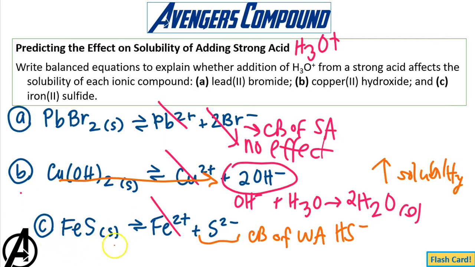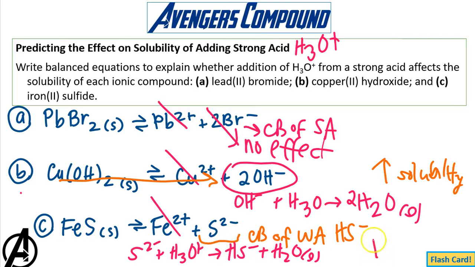And finally, we have FeS, which is going to be in equilibrium to form Fe2 plus and S2 minus. Now we don't focus on the Fe2 plus, so let's focus on S2 minus. Is it the conjugate base or the anion of a weak acid, or is it a base in general? And the answer is yes, it is the conjugate base of the weak acid, HS minus. So what we can do is take our weak base, mix it with H3O plus, and we're going to end up forming HS minus and of course water. And because the addition of that strong acid is removing S2 minus from the overall equilibrium system, it's going to therefore increase solubility, and we're going to have a shift to the right for this equilibrium system itself.